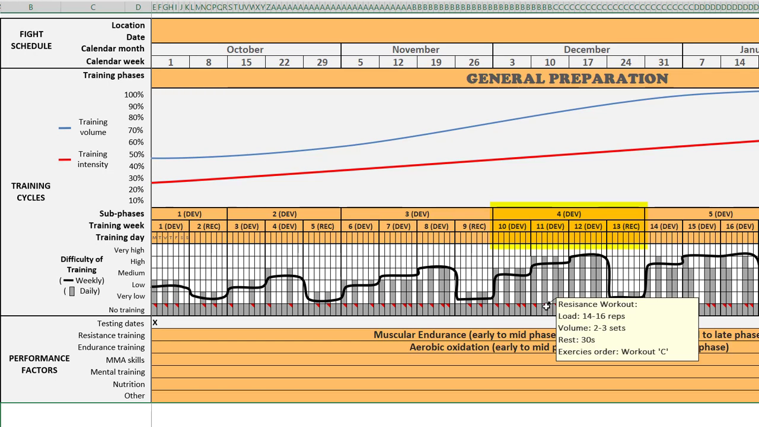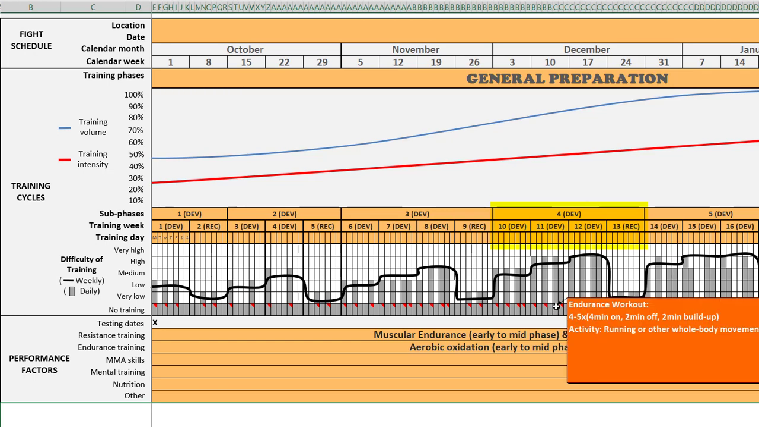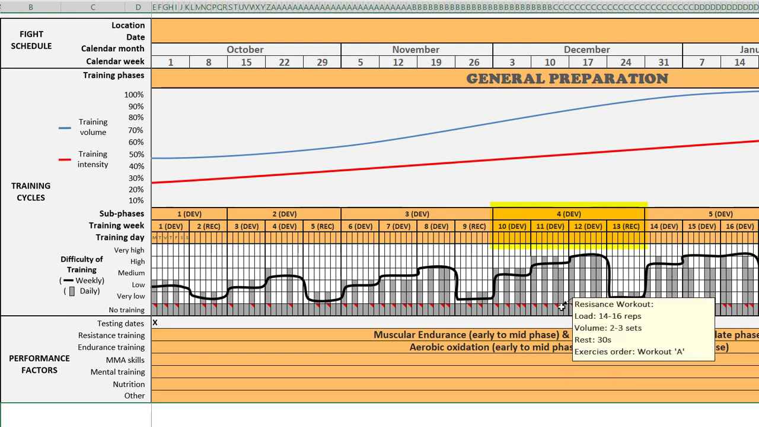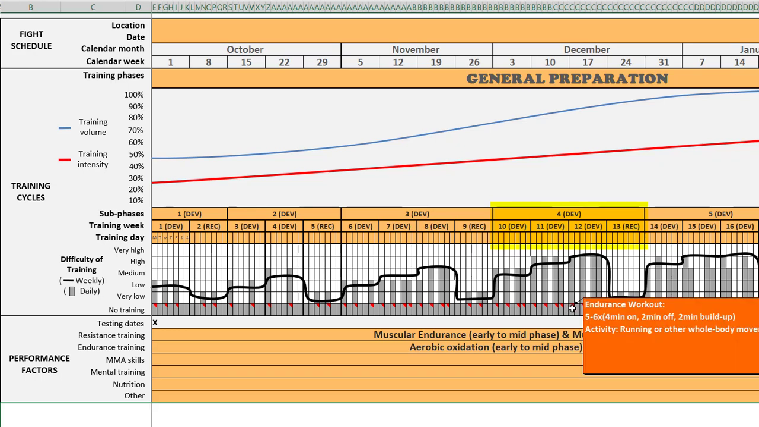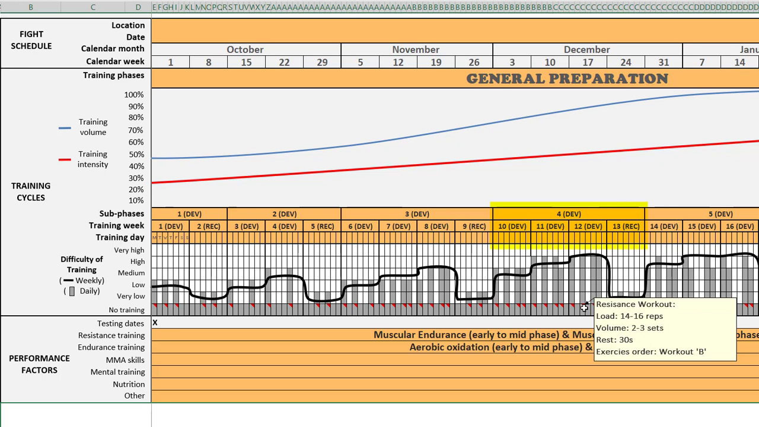And then the resistance workout stays roughly the same. And then we're over here to our endurance workout. It's the same pattern as the first one this week. 4 to 5 times 4 minutes on, 2 minutes off, 2 minutes build up. And then it's the same resistance workout. And then as we move into this third work week in this fourth subphase, we can see our endurance workout. We're at 5 to 6 intervals, 4 minutes on, 2 minutes off, 2 minute build up. And then for our resistance workout, again, a very similar pattern here.